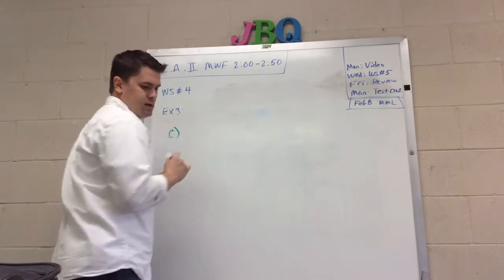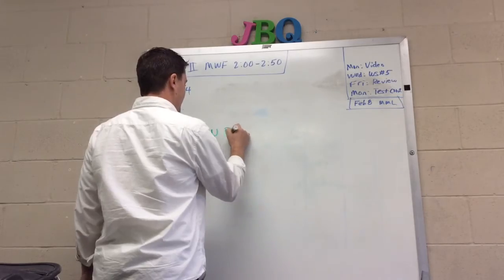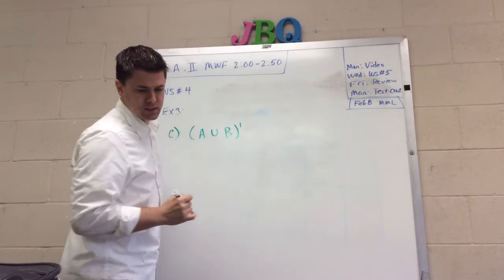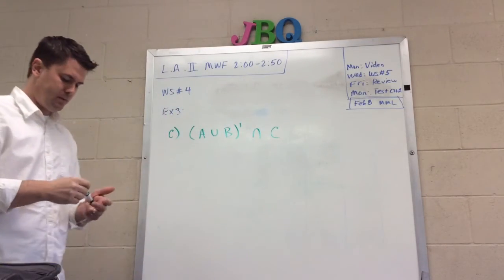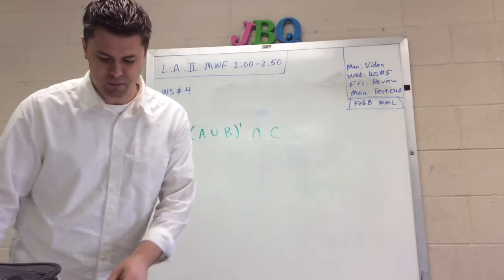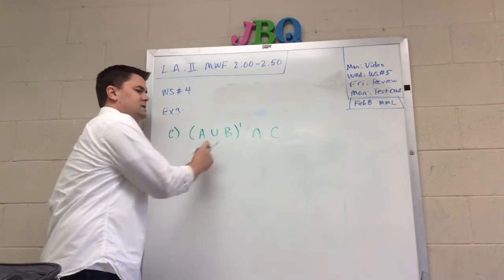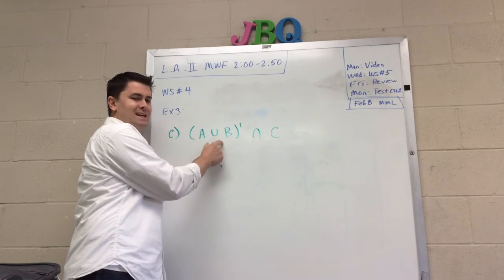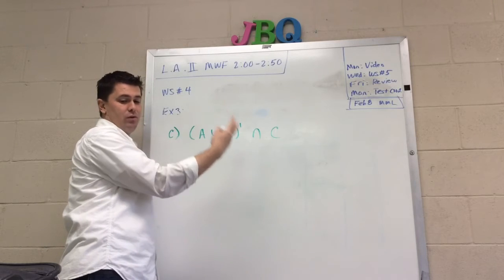So example C would be the union of A and B, complement, intersect with C. Now this one's a little bit more complicated, but what I've already been able to tell from this group is you guys are a pretty sharp group. Working inside the parentheses, basically what we're going to do is the union of A and B together. Then the complement of that is going to be everything else.